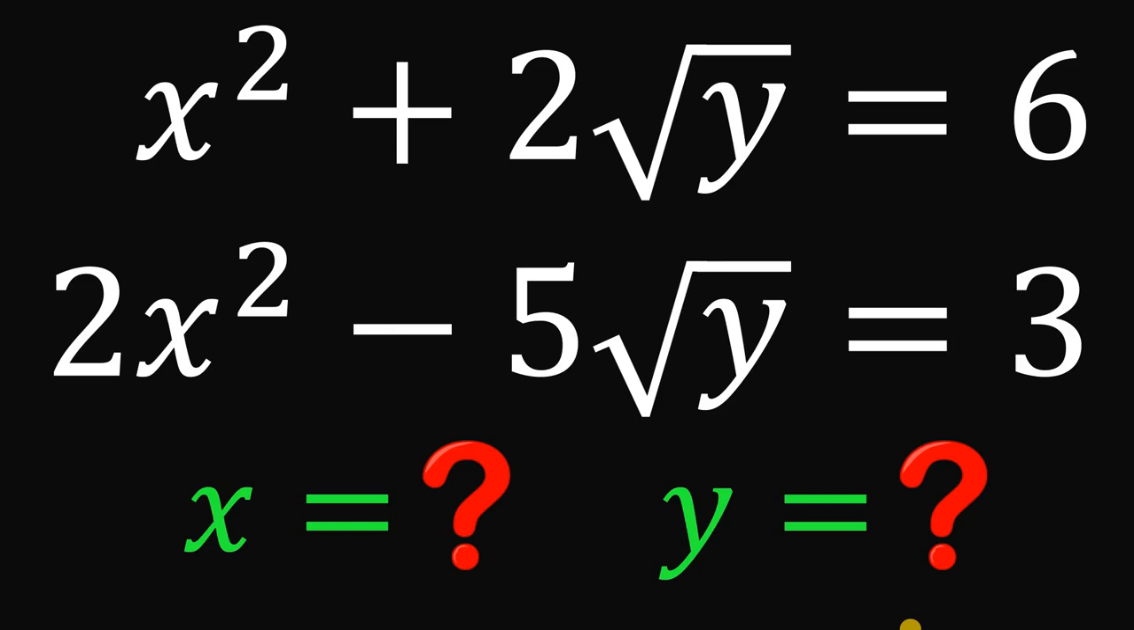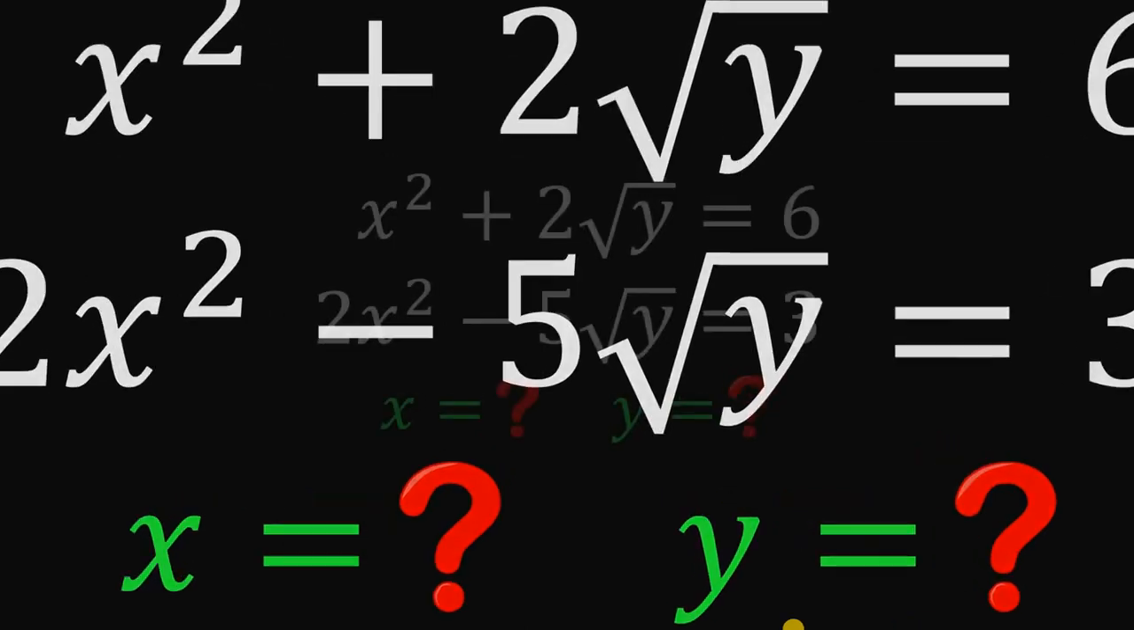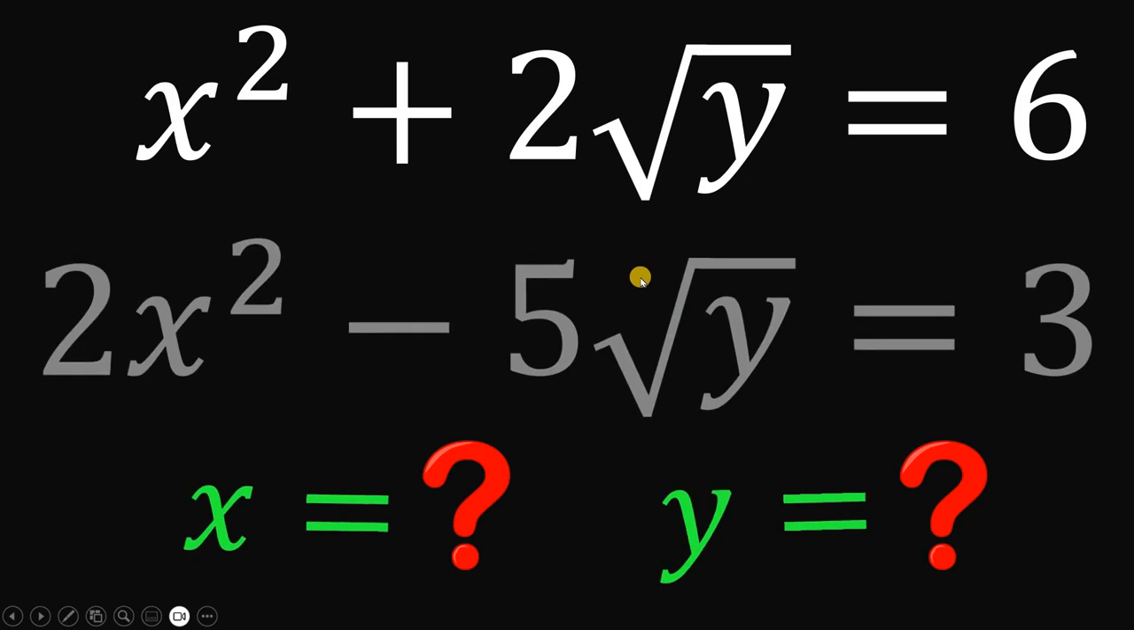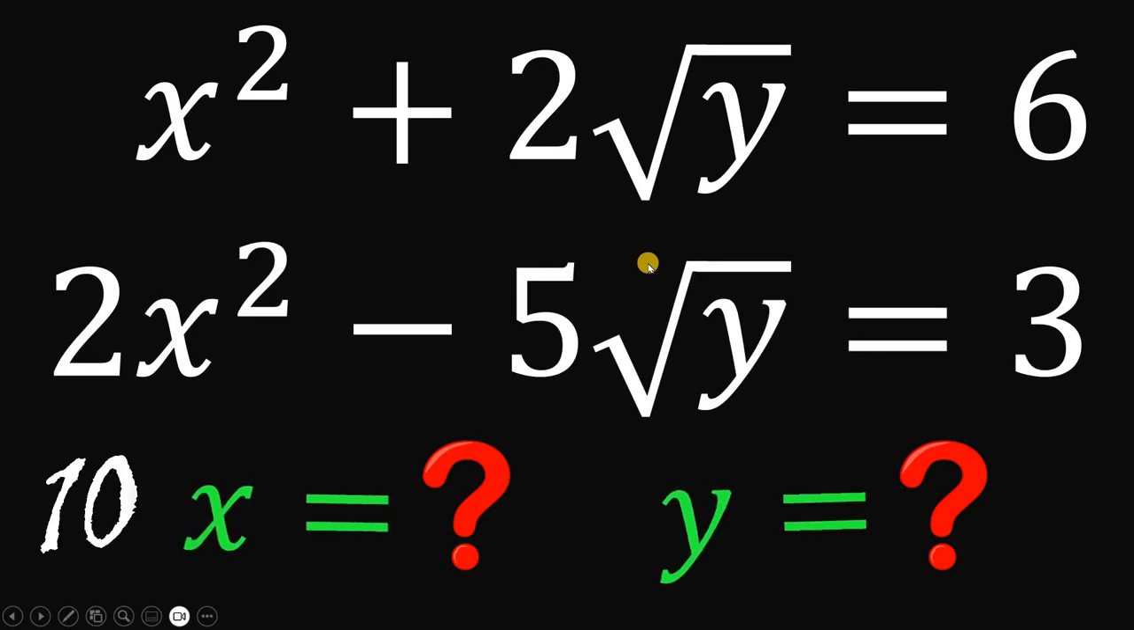For today's video, we will answer a math challenge given by one of our followers. And the question goes like this. Solve for the real values of x and y, given these two equations: x squared plus 2 times square root of y equals 6, and 2x squared minus 5 times square root of y equals 3. Now you can pause this video if you want to give this problem a try.